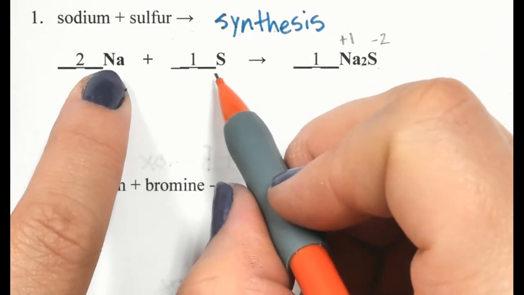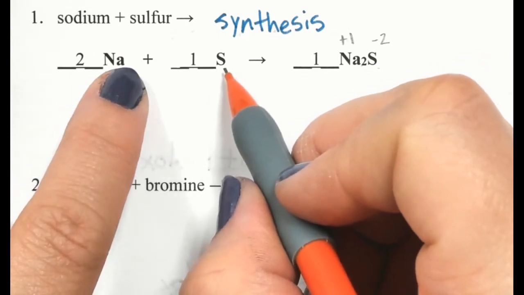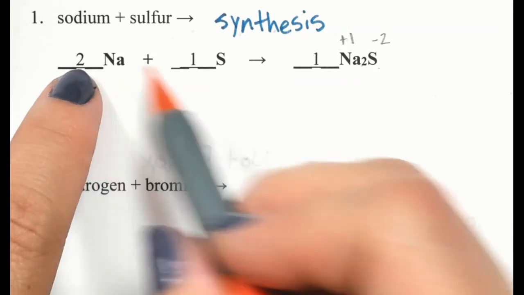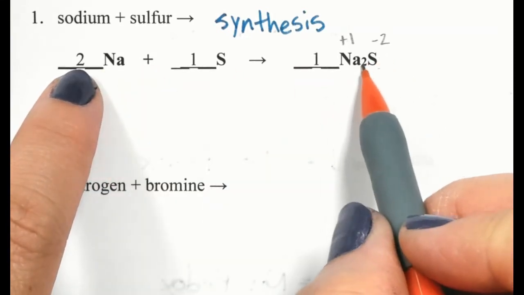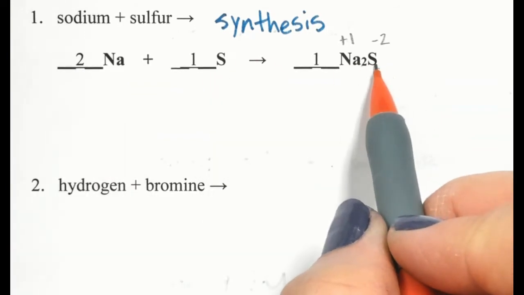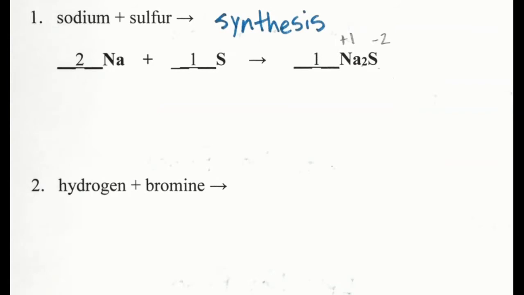Neither one of these are a diatomic, so they do not get a 2 next to them, and then we balance the coefficients. You're going to need a 2 here to have 2 sodium to equal that 2 sodiums, and you have 1 sulfur, and so this is balanced as a 2, 1, and 1.